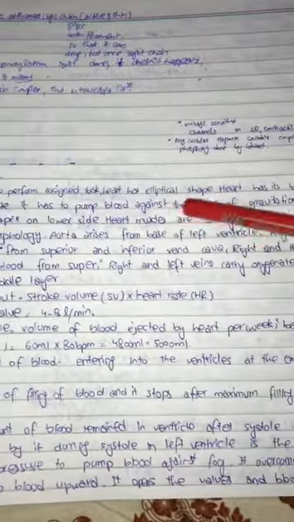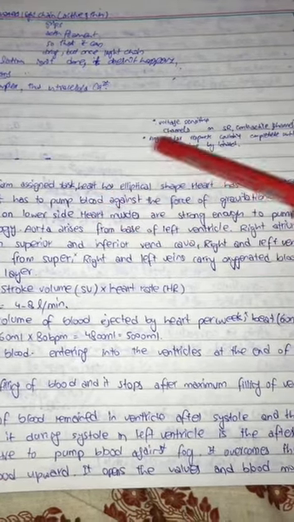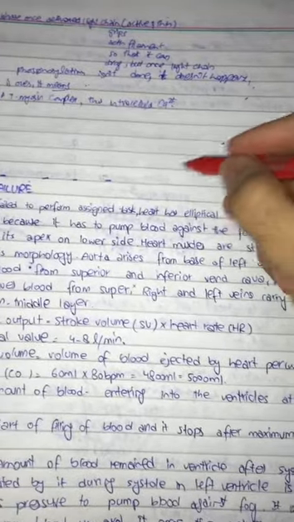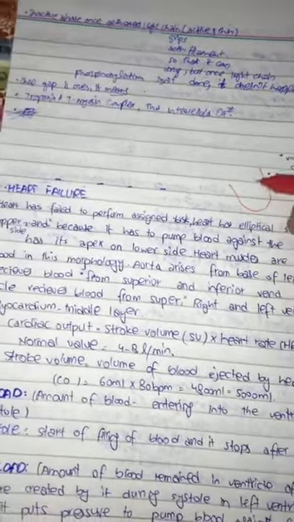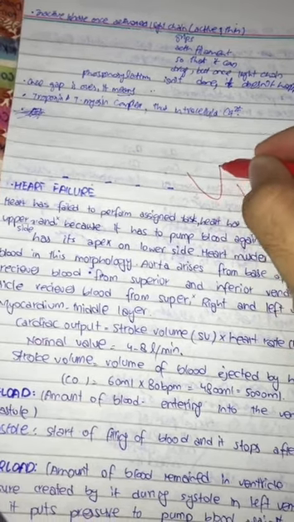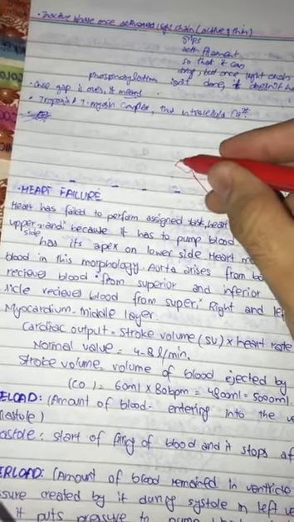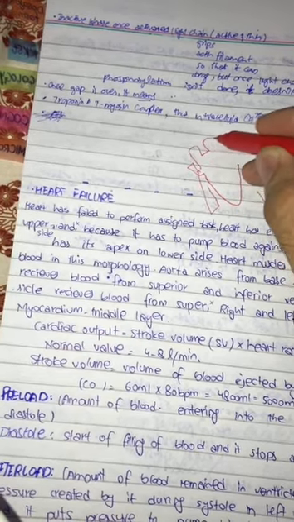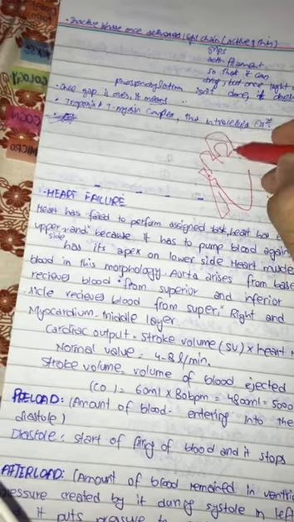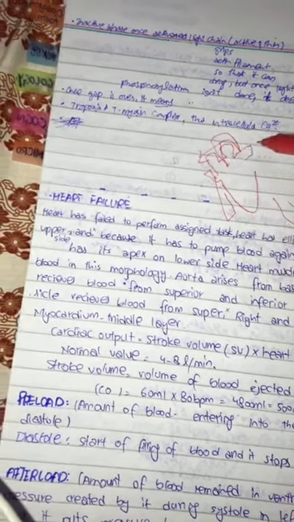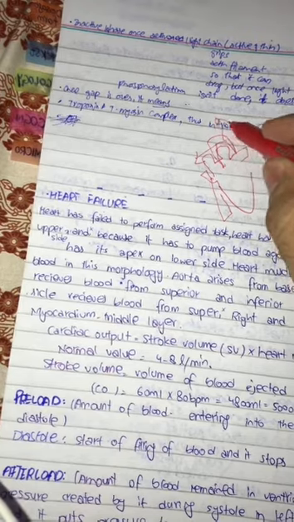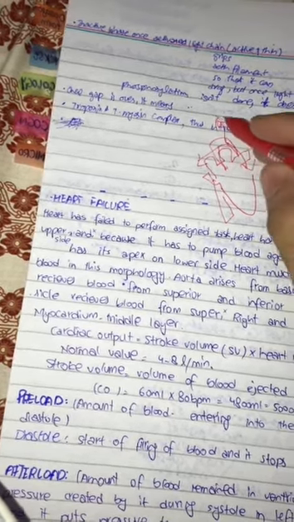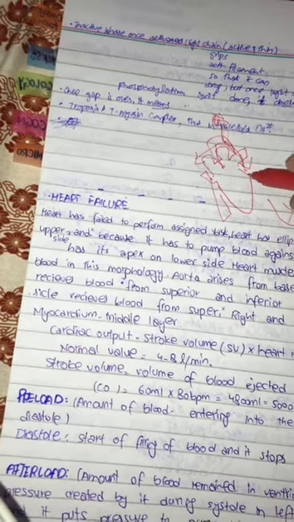Moreover, we have the heart, which has an elliptical shape. Here are the superior and inferior vena cava, and this is a rough diagram of the heart. This is the aorta. It pumps blood to the upper region and then to the lower region of the body. This branch moves up to the upper thorax, and this one moves to the lower region of the body.